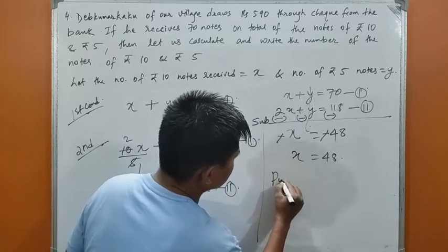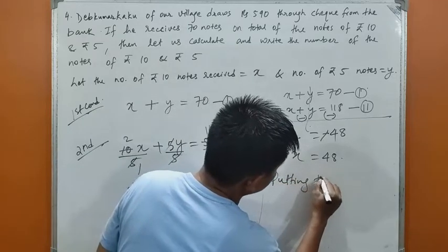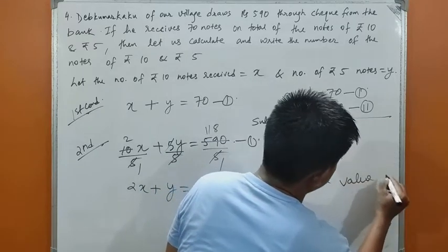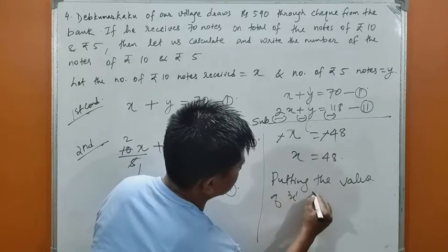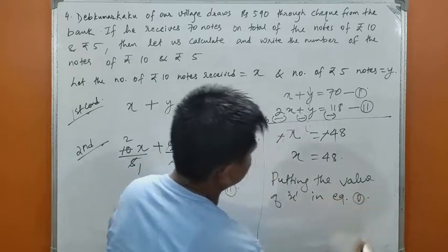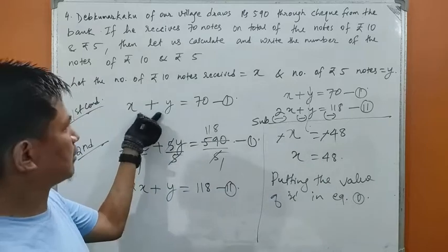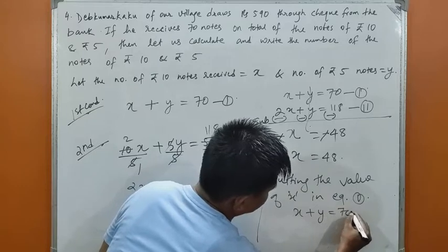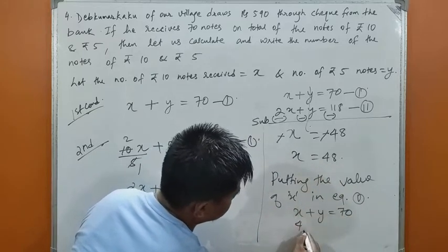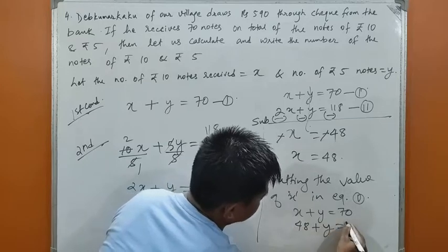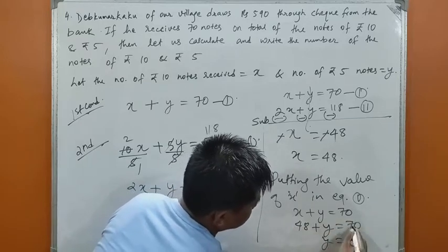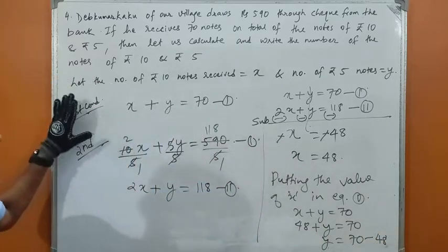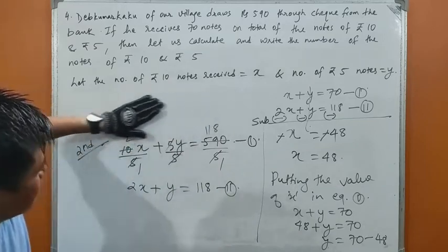Now putting the value of x in equation 1. Let us put the value of x in equation 1. Where is equation 1? Oh, x plus y equals 70, isn't it? So x plus y equals 70. x means 48. Let us put 48 instead of x. y equals 70 minus 48. So shall I erase this? Please take the screenshot. Okay, I'm erasing this now.